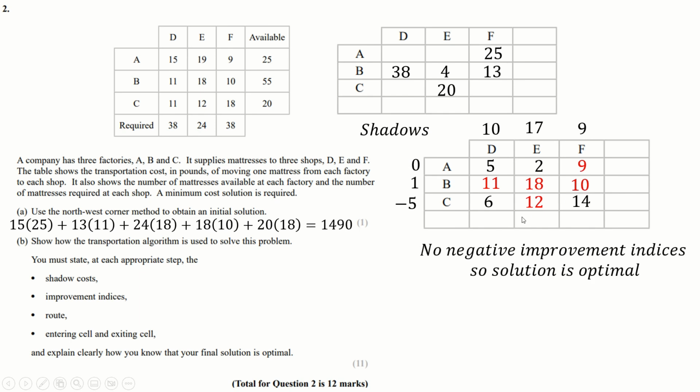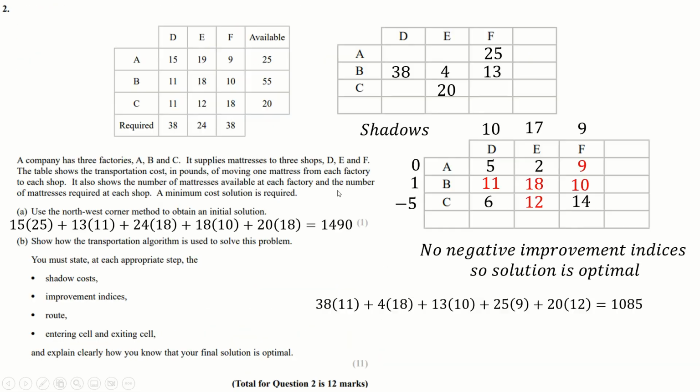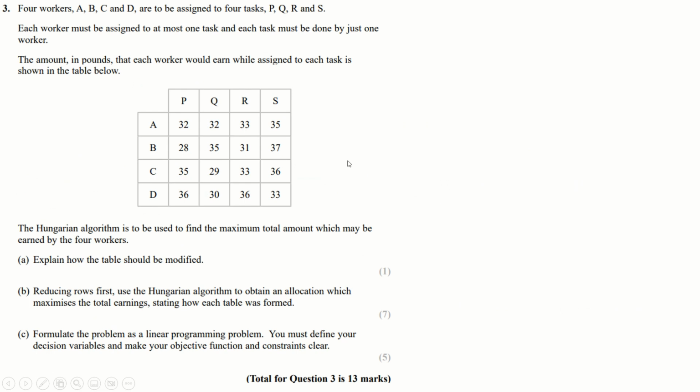The improvement indices are all positive, they're not negative, so this is the optimal solution. And the cost, does it even tell me to work out the cost? I don't know whether it actually tells me. But the cost is 38 times 11 plus 4 times 18 plus 20 times 12, and so on, and you get this number. And that will be question 2 done. It's well worth learning the algorithm because it's a lot of marks to lose if you don't know it.